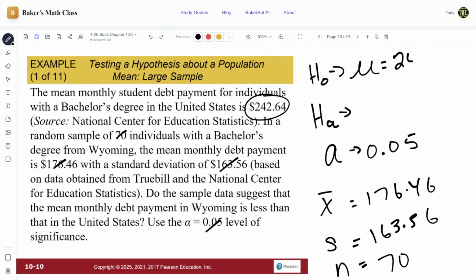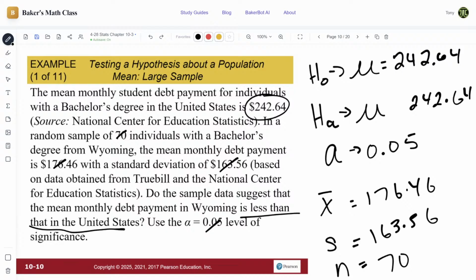So my null hypothesis is 242.64. And what are we saying? We want to say less than, greater than, or not equal to it. Yeah, we want to say it's less than that, right? So we're saying our mean is going to be less than that.